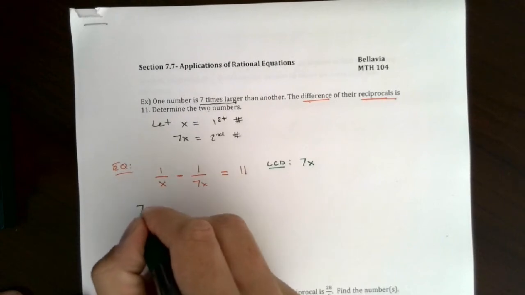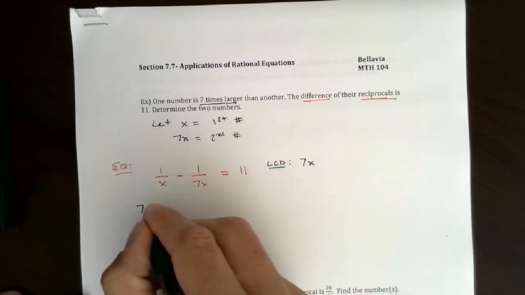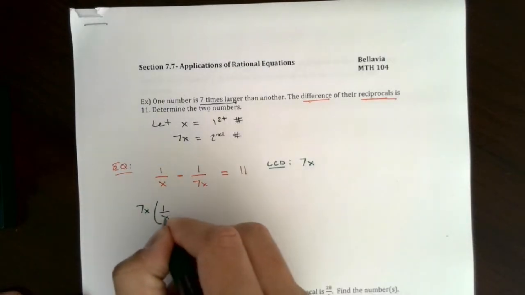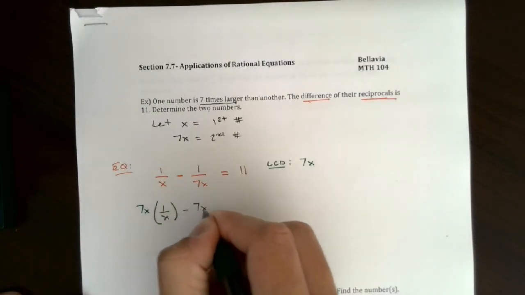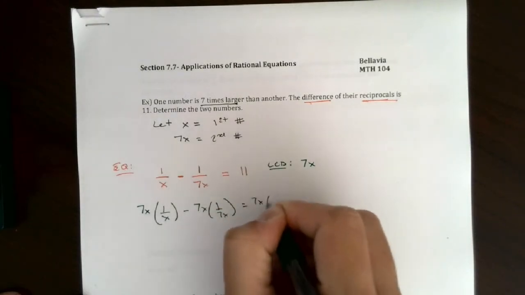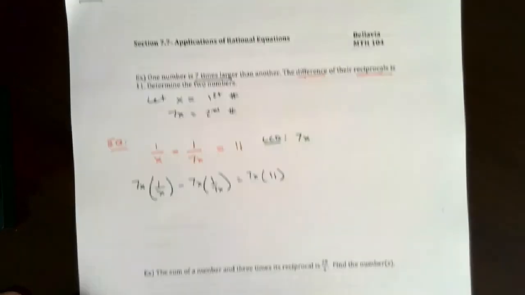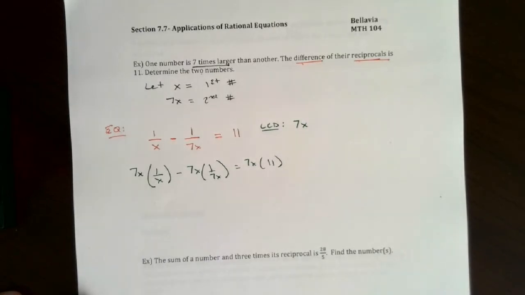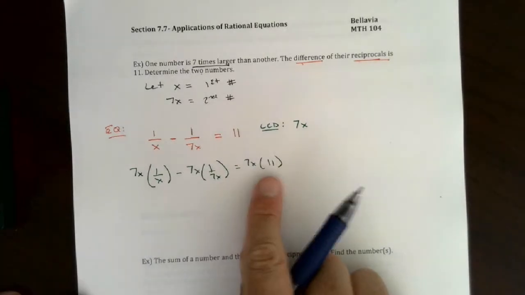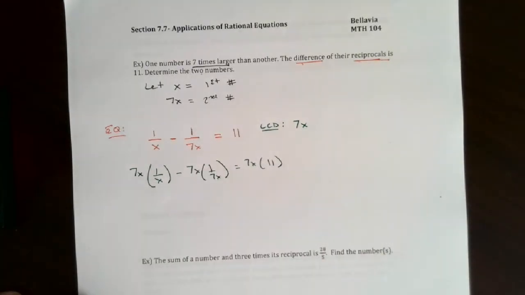So once you set it up, the math part, the algebra part, is not that bad. So we have 7x times 1 over x minus 7x times 1 over 7x equals 7x times 11. Make sure you are multiplying it to every single term. If you don't do it to every single term, then you're not keeping your equation balanced. So even if it's not a fraction, you still multiply by the LCD. That's what keeps the equation balanced. And now remember why we did this. We're trying to clear fractions.